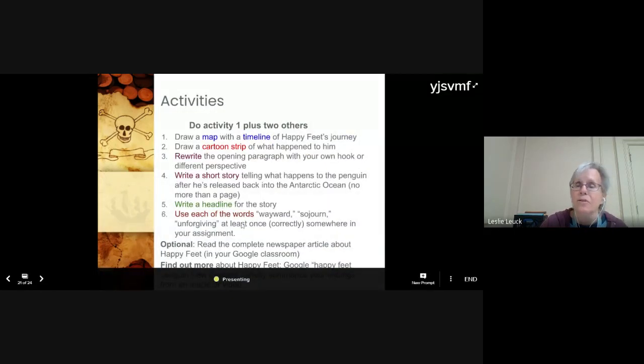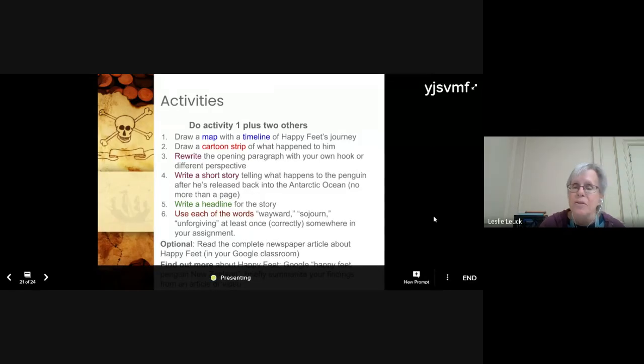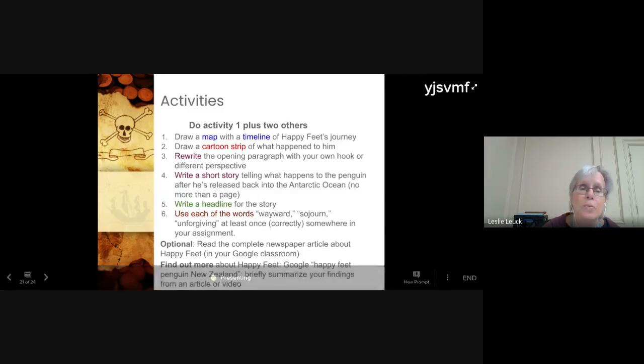Now let's go to the next one. This is the part where we talk about the activities. You're going to do activity one, and then you'll do 2 others of your choosing. I do want everyone to do the map with the timeline of Happy Feet's journey. Now, this one will be linear. It will not follow the structure of the story. Then your second option is to draw a cartoon strip of what happened to him.